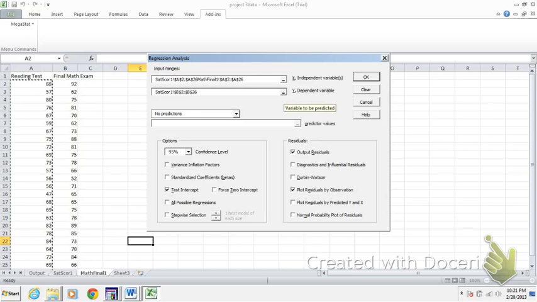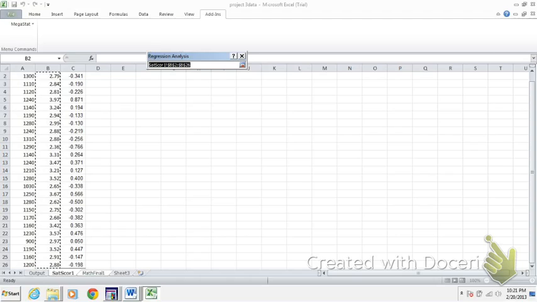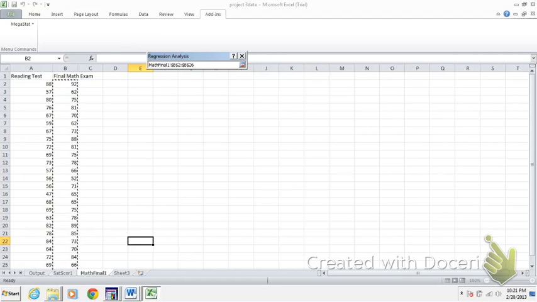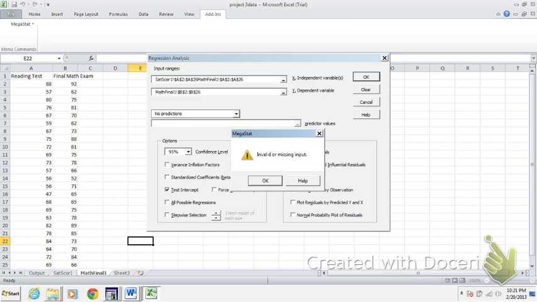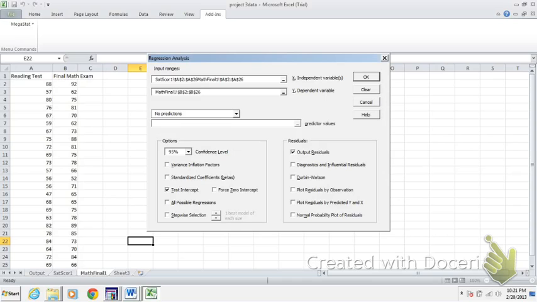Our Y data, sometimes it moves off of the tab, so you have to make sure it's the final exam scores, which is good. I'm going to have output residuals here. Actually, that's going to be the only thing I put. I'll go ahead and hit OK. Whoops, it didn't like something. I'll hit plot residuals by observation. Maybe that's what it didn't like.